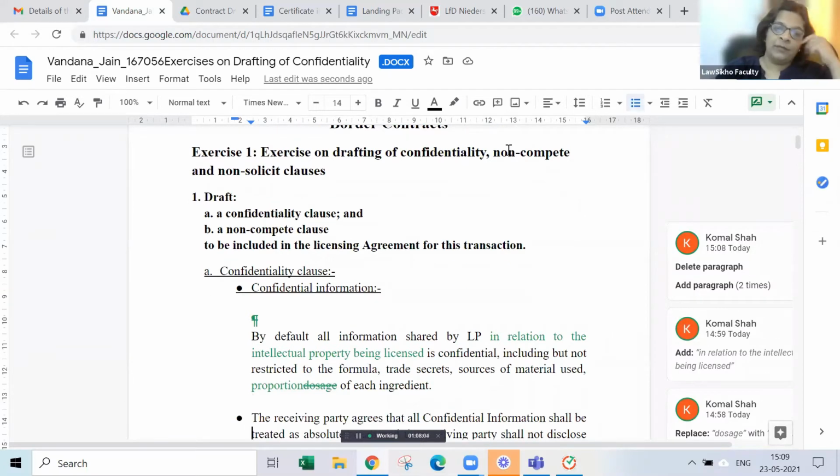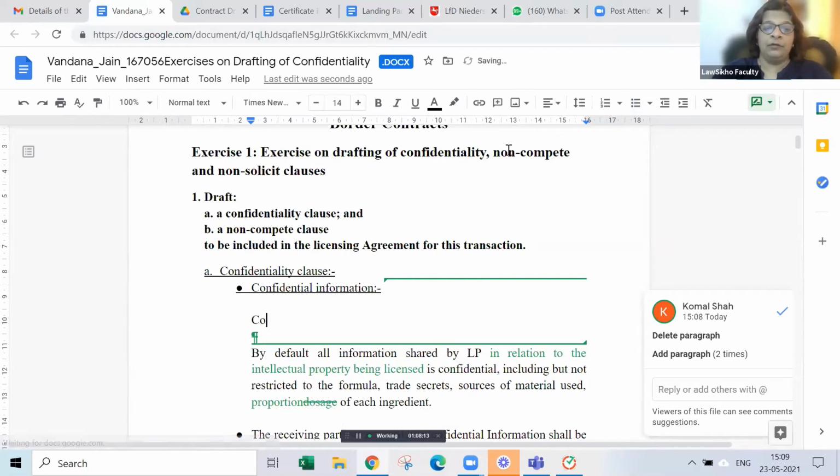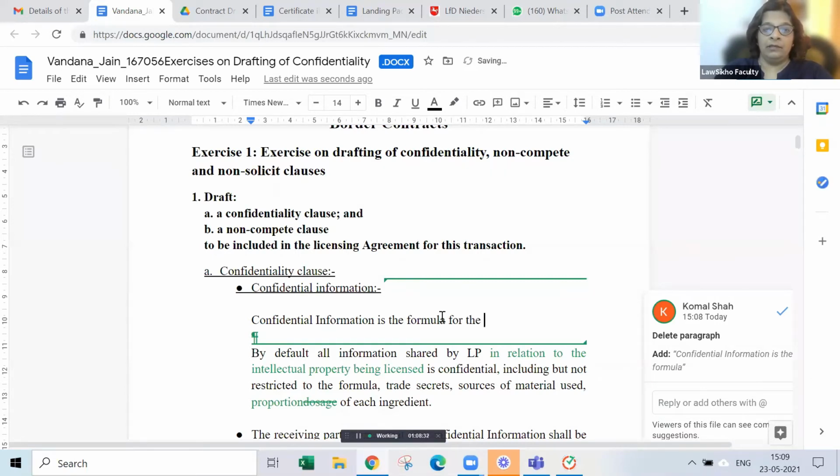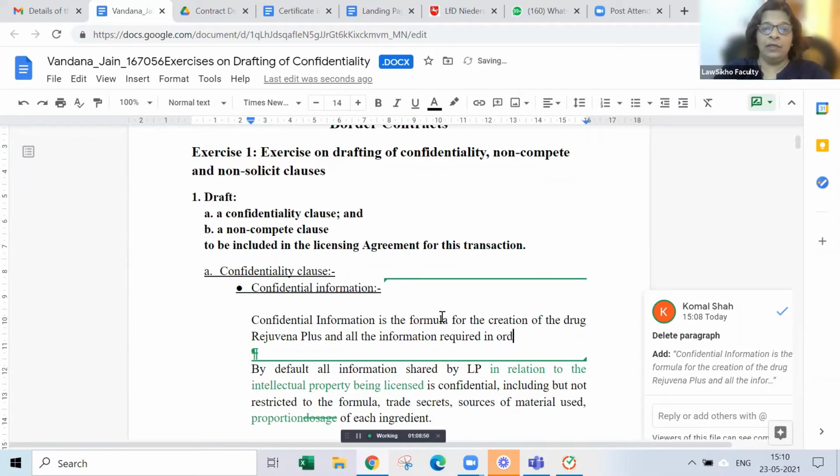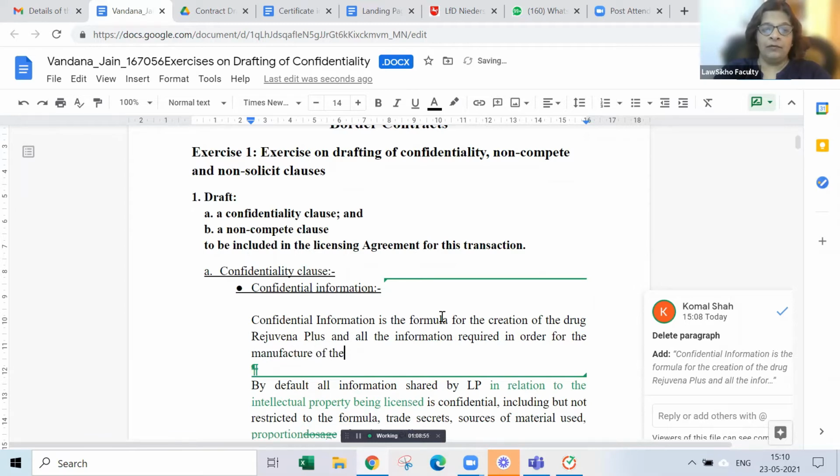Okay, so confidential information is, and you can even include in this, so you can define if you want to, you will say that confidential information is all of that, the formula for the creation of the drug Rejuven Plus, and all the information required in order for the manufacture of the drug as indicated in Annexure A. And in that you can write the entire details, all ingredients, everything you can write for that drug, right?